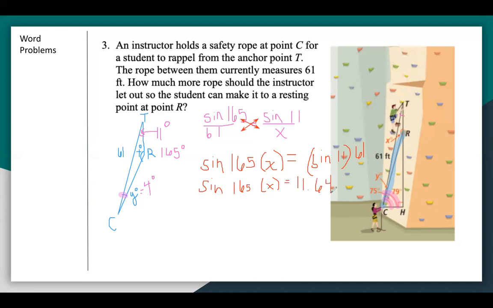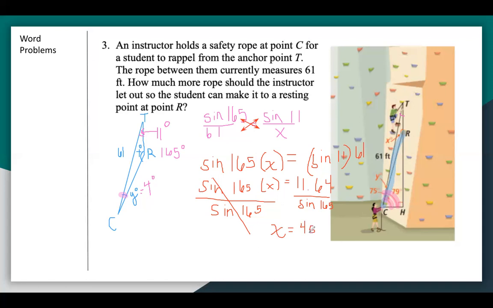To solve this, I'm going to divide 11.64 by the sine of 165 because my goal is to find x. Dividing by the sine of 165 cancels that out because the sine of 165 is just some number, so I can divide by some number. If I divide this by the sine of 165, I get x to be about 45.